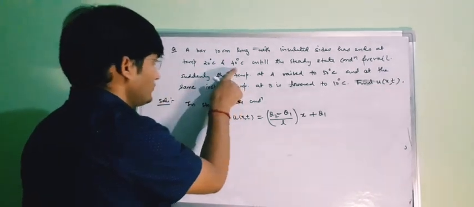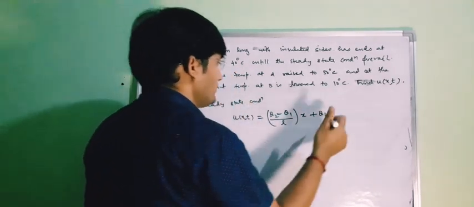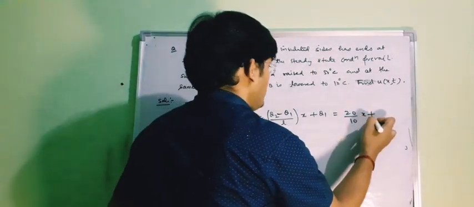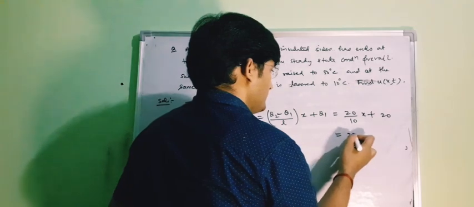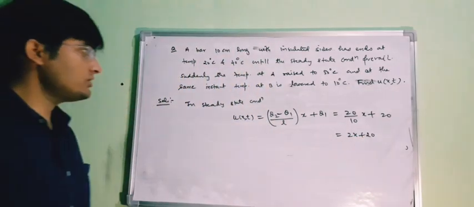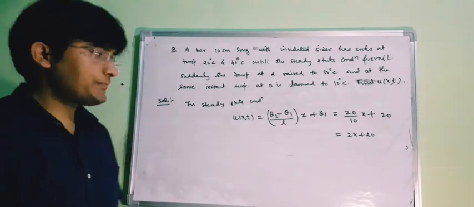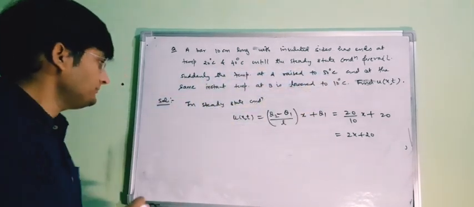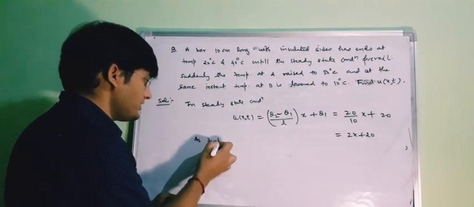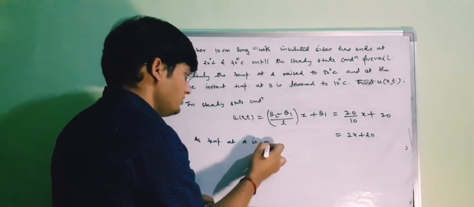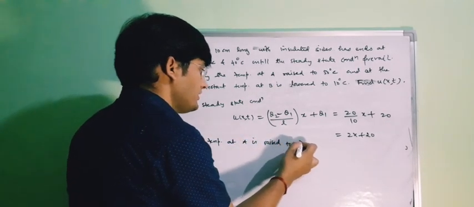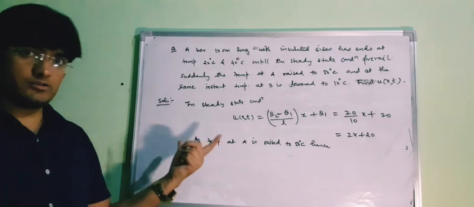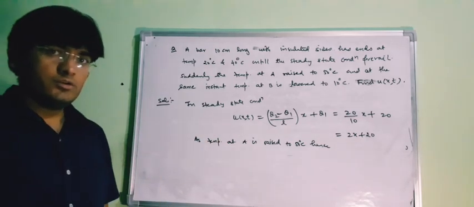Now here you can see that theta 2 is 40 minus 20, so this will be 20 divided by 10, the length of the rod is 10, into x plus theta 1, which is 20. So this will be 2x plus 20. So this is your temperature in the steady state condition. Now suddenly the temperature at A is raised to 50 degrees centigrade, so your steady state condition will become your transient phase.